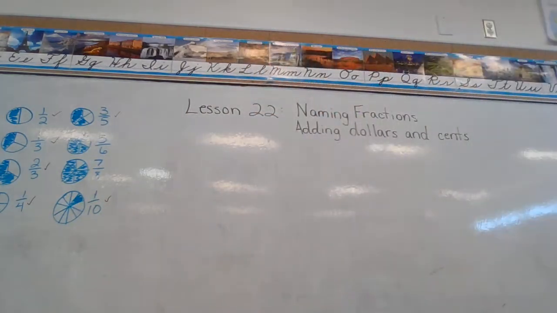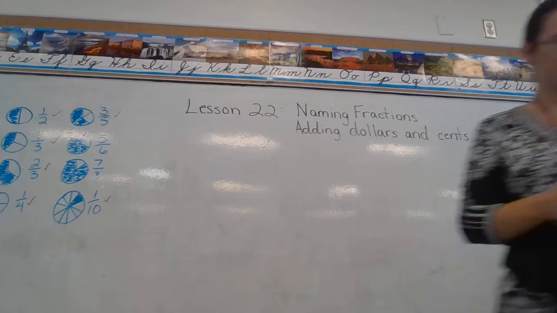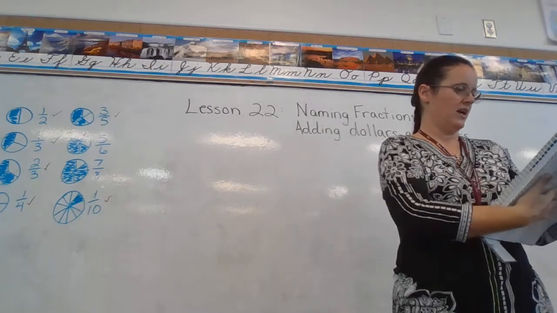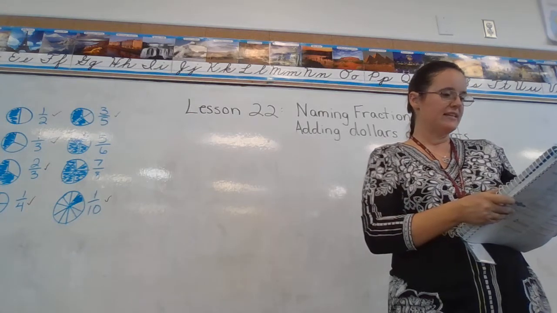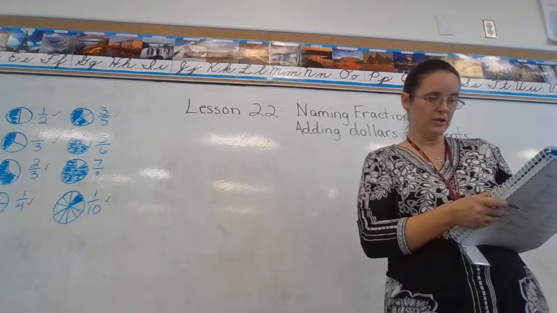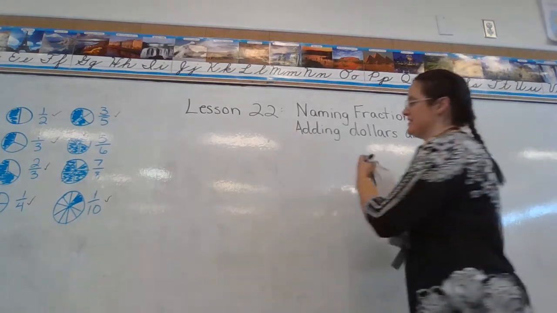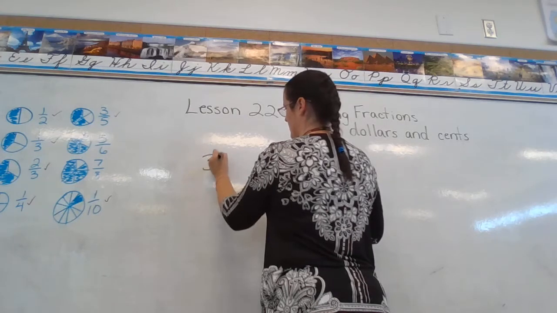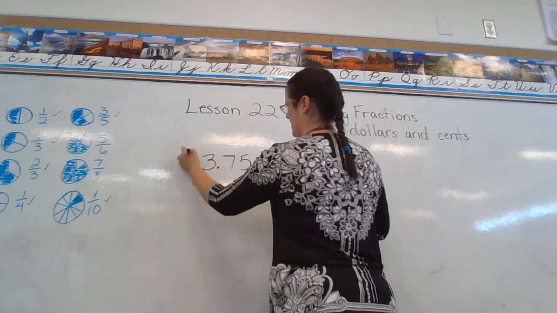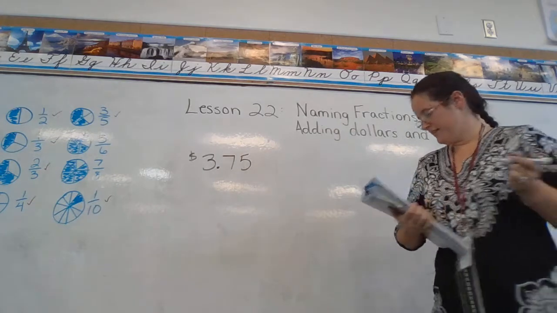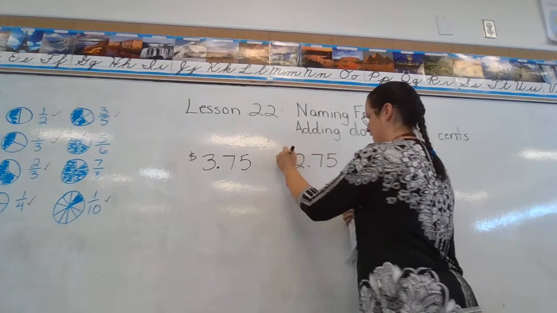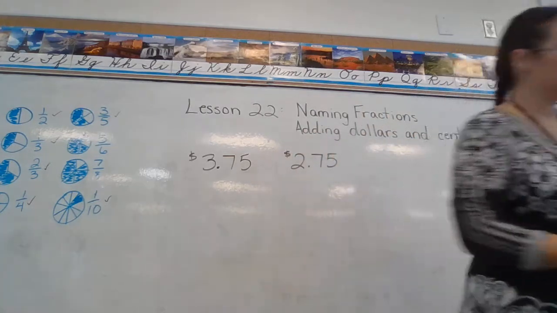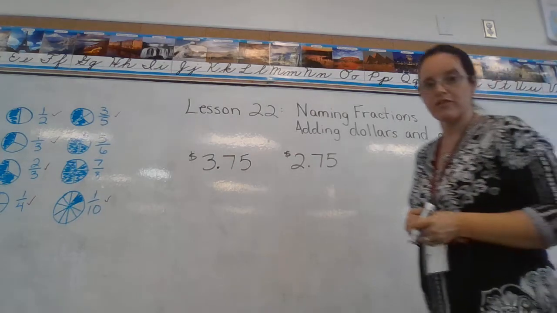All right, our next example says, at the school book fair, Saorin bought 2 books, one for $3.75, and one for $2.75. The question says, how much did Saorin pay for both books?